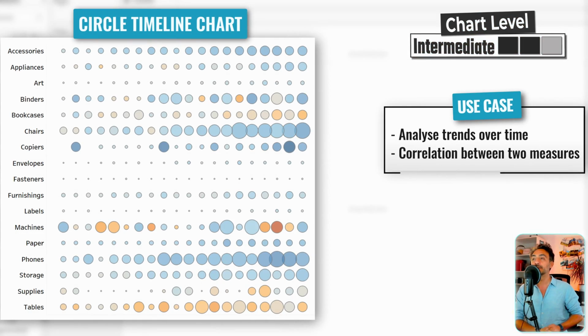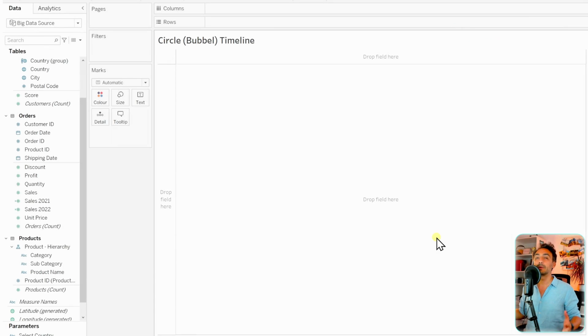Alright, so now we're going to learn how to build a circle or bubble timeline. We usually use the circle timeline in order to analyze the changes over time, and we usually use it to show the distinct values of different circles across multiple categories. So let's see how we can build that.